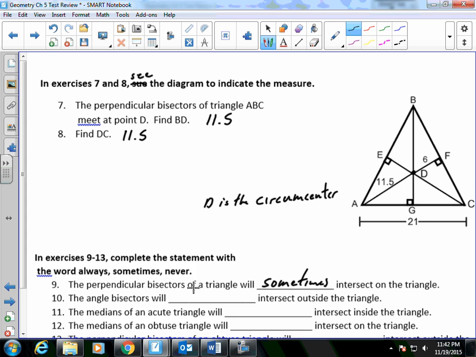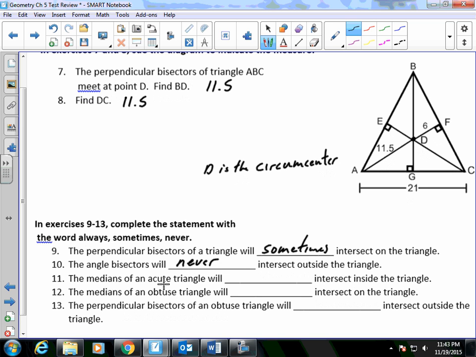The angle bisectors will always, sometimes, or never intersect outside the triangle. And this is one of those rules we learned when we went over the angle bisectors of a triangle, that that intersection, that point of concurrency, will always be on the inside of the triangle. So that's a never. It will never intersect outside the triangle.